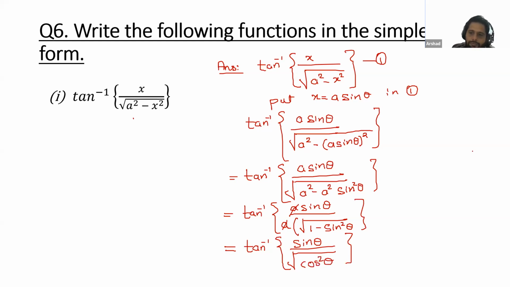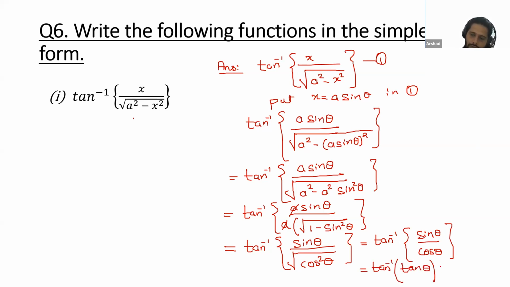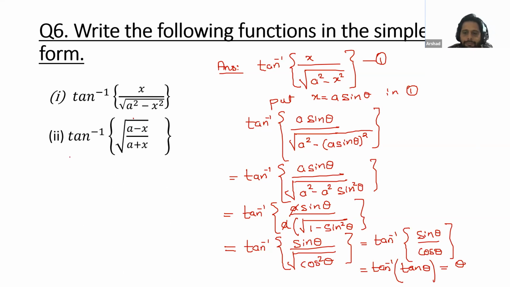Cos square theta. Now this is equal to tan inverse, and this is sine, and in the denominator, we will get what? Cos theta, because there is under root. Now sine by cos is tan. So here we will get tan inverse, and here we will get a tan theta. So the final answer will be theta. So I hope this is clear to everyone. So please note down this and then try this second part. And let me know if anyone has a doubt in this one.